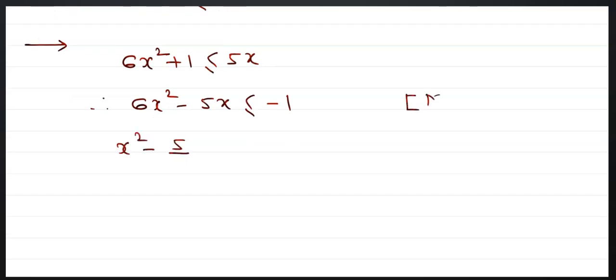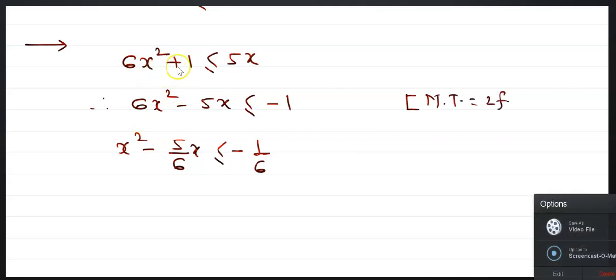We can now proceed. 6x square plus 1 less than or equal to 5x. It means subtract 5x on both sides, then the 5x gets cancelled. You will get 6x square minus 5x. But how this plus 1 is there? Again subtract 1 on both sides. Then you will get 6x square minus 5x less than or equal to minus 1.